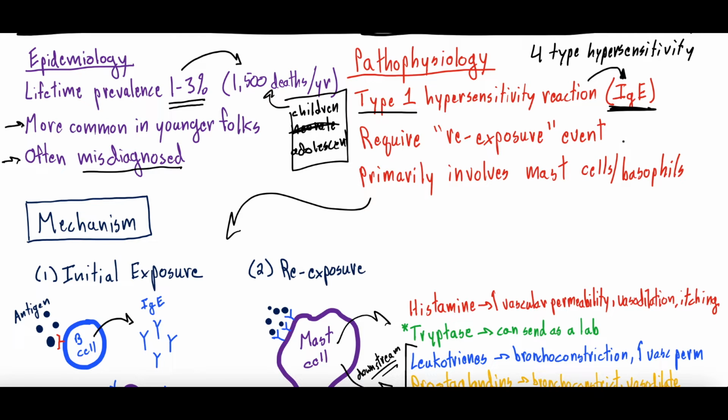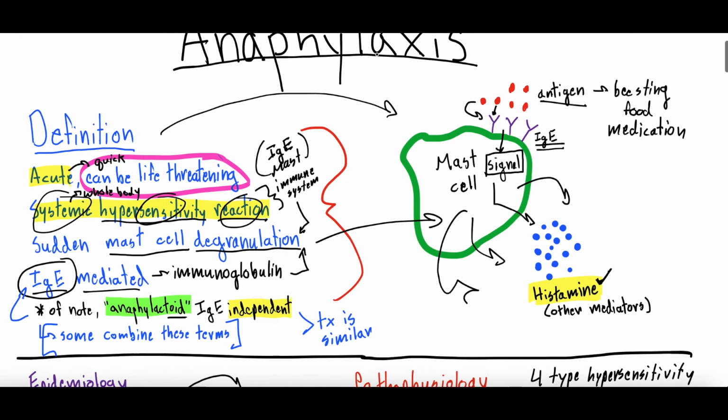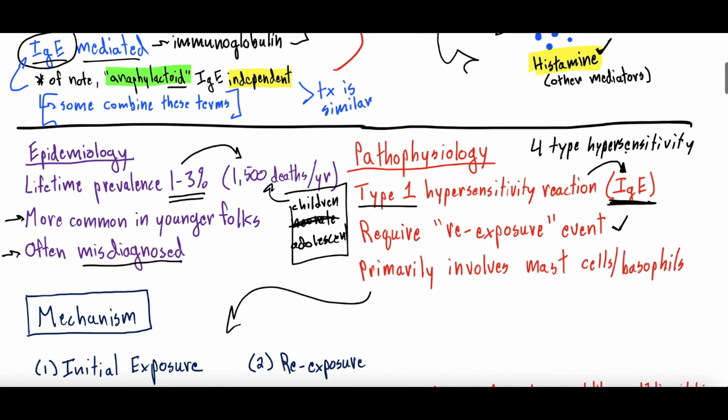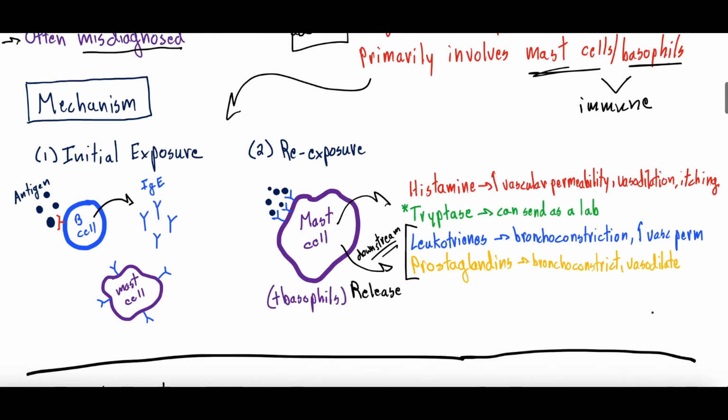An important thing to note is that it actually requires a re-exposure event, meaning the person had to be exposed to that antigen. So here's the antigen, the thing that you've become sensitive to. You had to be exposed to it one time already, and then after that initial exposure, when you are re-exposed to it, that's when you could develop an allergic reaction or anaphylaxis. It primarily involves mast cells and also basophils, both immune cells, which we will get into more when we look at the mechanism here.